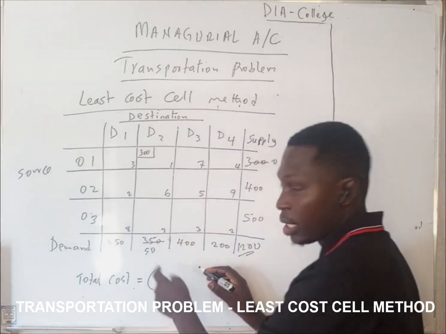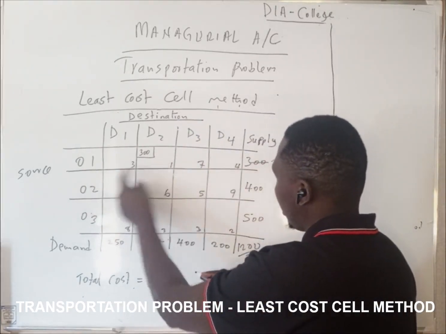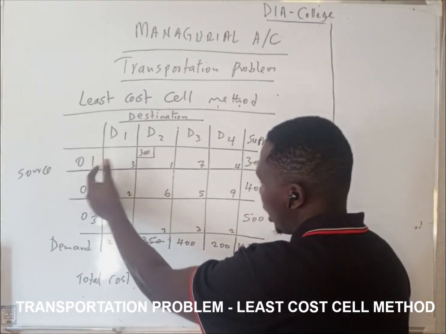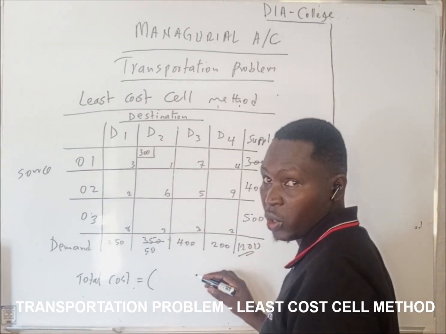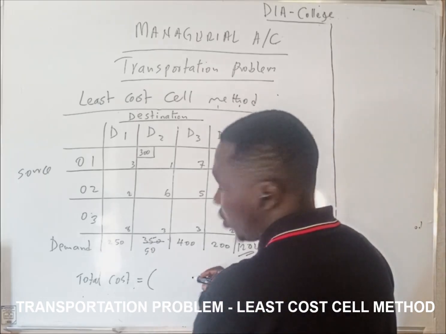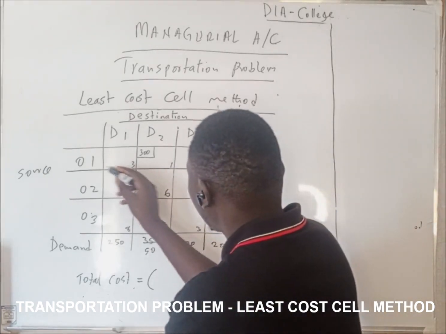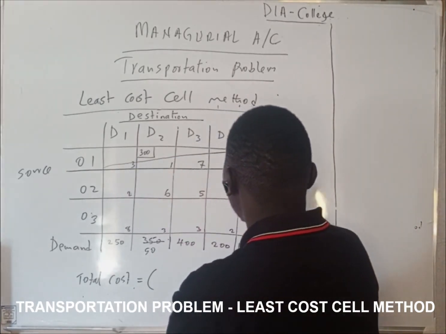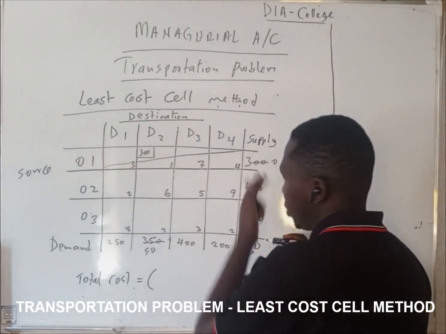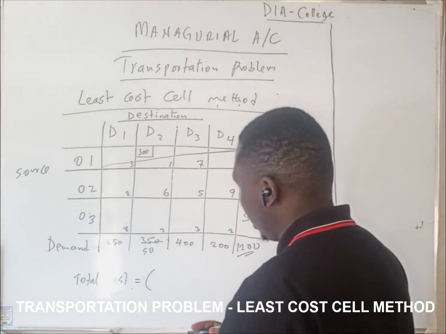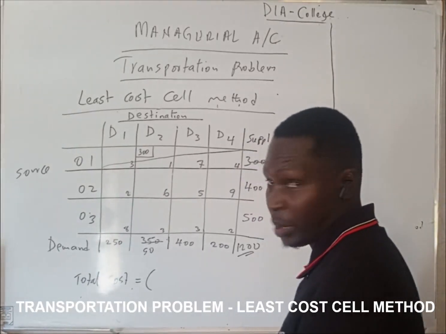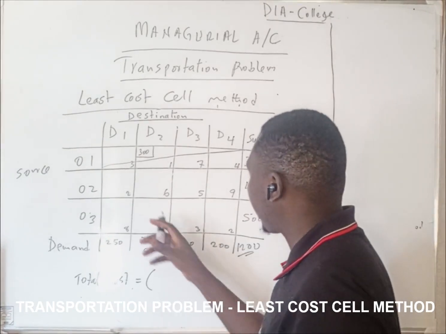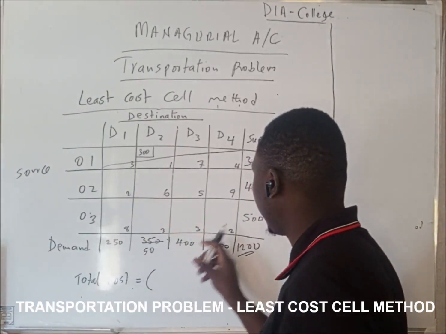So it means the supply of source 1 has been fully exhausted, and therefore it does not have anything more to offer to other cells. So I'll close this row, so that row number 1 is no longer participating in the next decision. Now I'll repeat the same again. I'll check which cell now has the least cost amongst these.